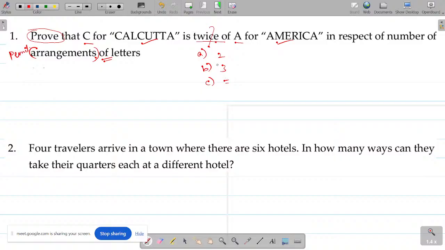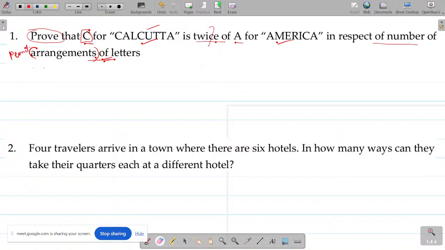What they're trying to prove here is, you have to prove that if C is meant for number of arrangements with respect to Calcutta, because in respect of what? Number of arrangements of letters. Let me go as 2 different problems. One problem Calcutta's arrangement and another problem I'll discuss with America's arrangement.